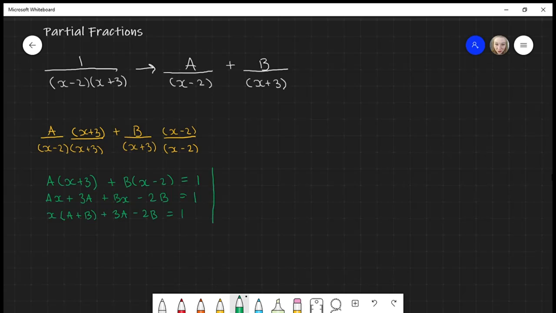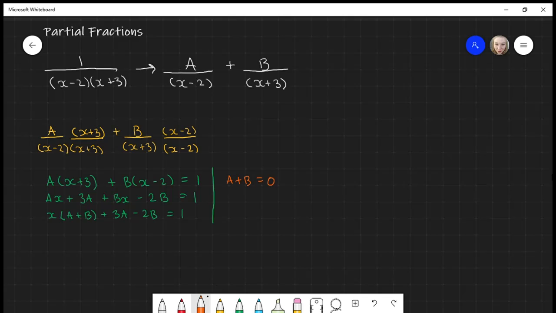Now I'm going to compare coefficients from the left-hand side and the right-hand side, and hopefully we should come up with some simultaneous equations which, if solved, could then give us the a and b values. On the left-hand side, for the x variables, we have a plus b. And on the right-hand side, we do not have an x, so they must equal 0.